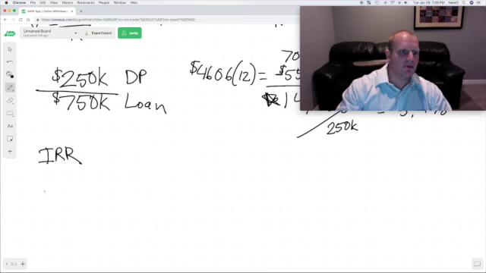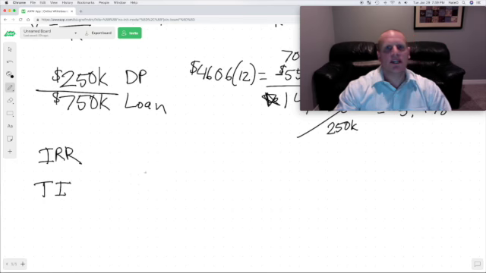The next term that we're going to look at is going to be TI, or tenant improvements. So these are usually asked for by the tenants when they are signing a lease and moving into a space for the first time or on renewals. Generally, it can be $10 to $20 per square foot, or it can be $0. But that acronym TI stands for tenant improvements.